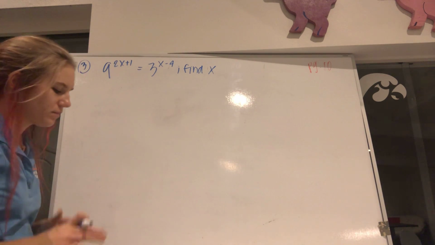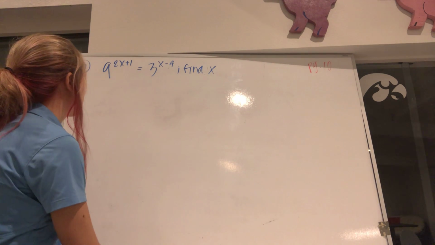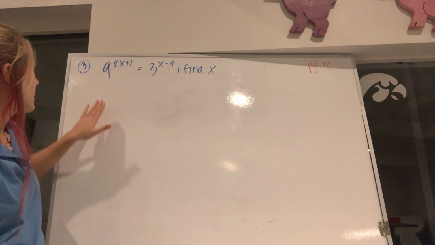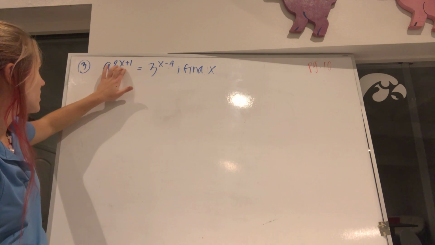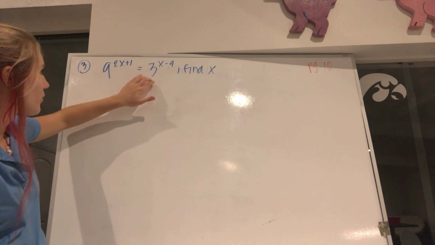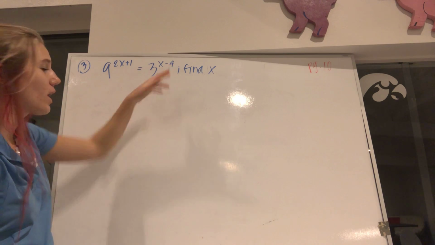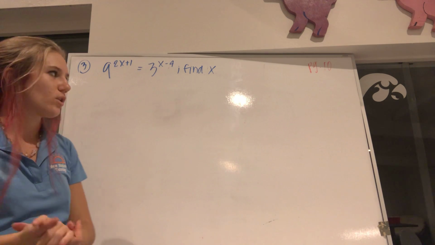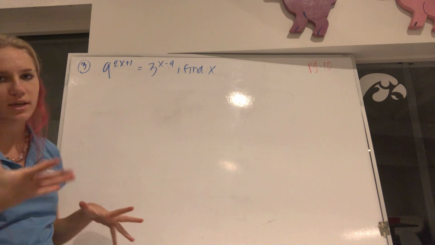Okay, so another exponent problem, like I said. This one reads as 9 to the power of 2x plus 1 is equal to 3 to the power of x minus 4, and it wants us to find x. I'll give you guys a couple seconds to write that down, think about it, and then we'll go over it.